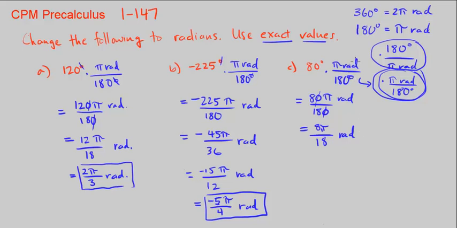And then we can divide the numerator and denominator both by 2. So 8 pi divided by 2 is going to be 4 pi. 18 divided by 2 is going to be 9 radians. The numerator can still be divided by 2, but the denominator cannot. The denominator can be divided by 3, but the numerator cannot. So this is the simplified version of 80 degrees, and these are all the simplified versions of radians from our initial degree values. This ends CPM Precalculus Chapter 1, number 147.